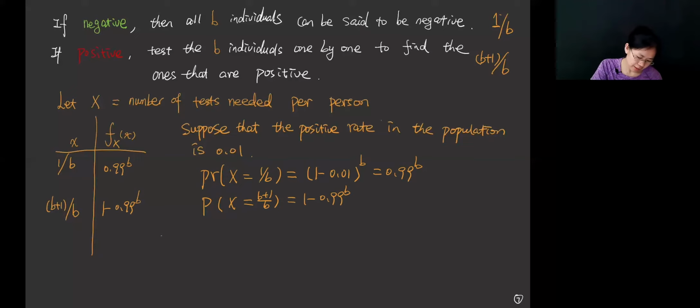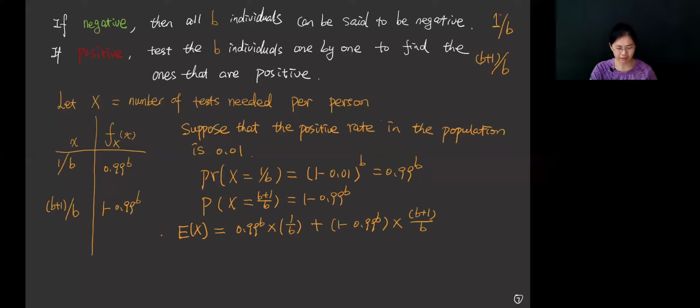Now we can calculate the expected value of x, the expected number of tests needed per person. That should be 0.99 to the power B times 1/B, plus 1 minus 0.99 to the power B times (B+1)/B. This is something that you can calculate for each B, which, remember, is the size of the batch.